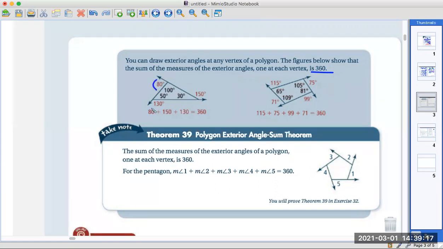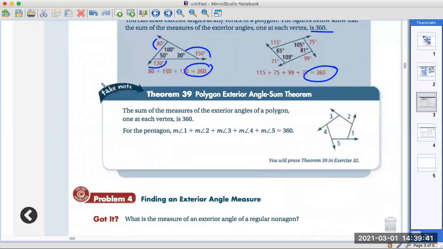So the exterior angles are when you continue a side and you form an outside angle. Yeah, you have to extend a side. When you have four sides, you got four exterior angles. And the sum is always 360 degrees. So let's look at this theorem here. The sum of the measures of the exterior angles of any closed many-sided figure. That's what a polygon is.